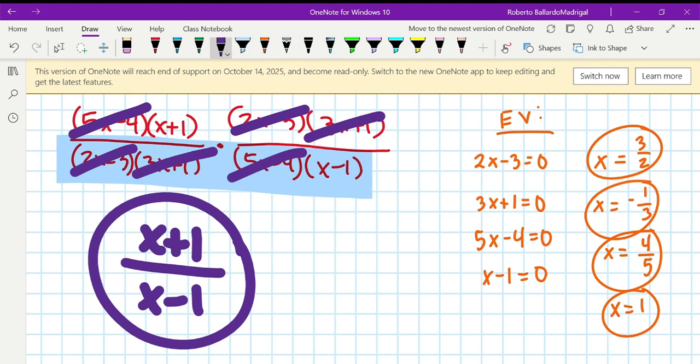Okay, check your final answer. Final answer should be x plus 1 over x minus 1.